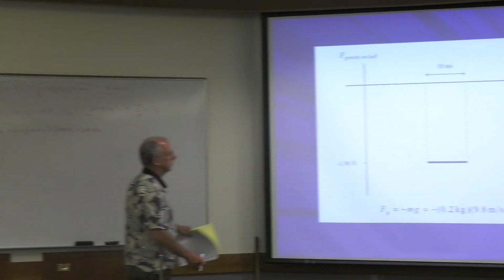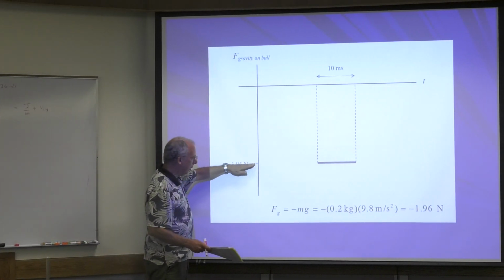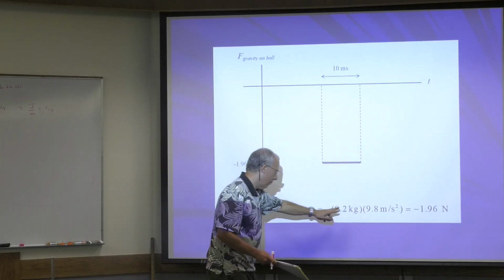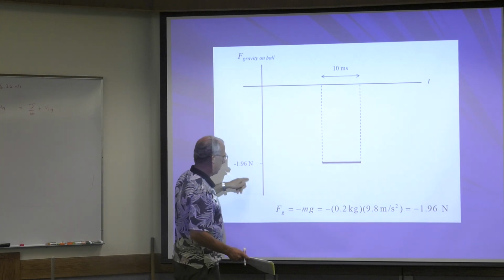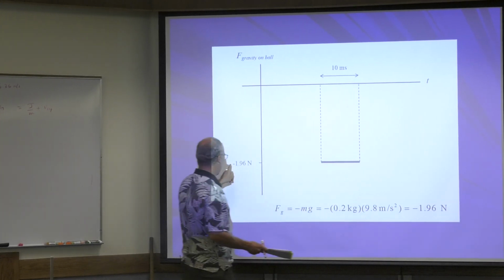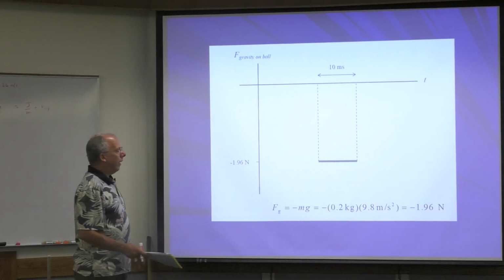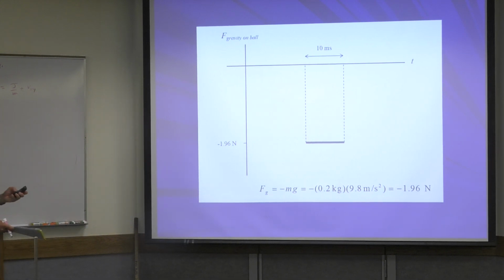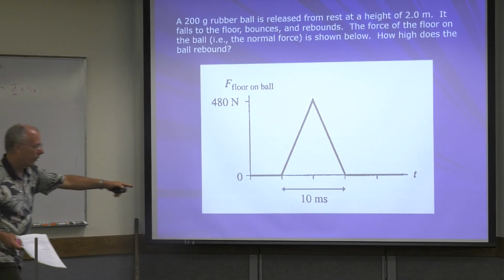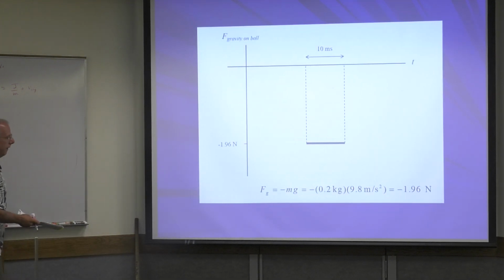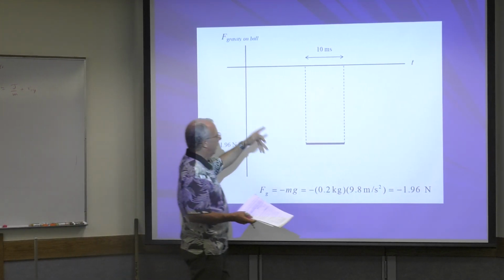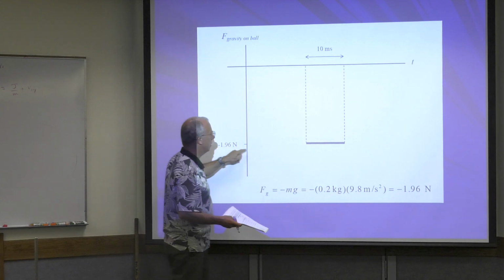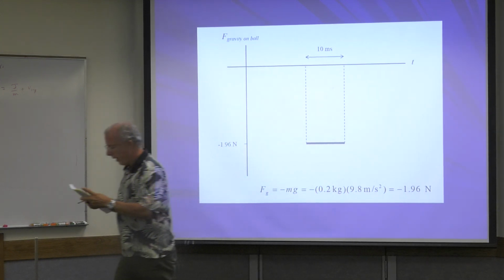The magnitude is mg, so it's 0.2 kilograms times 9.8, right? And it's negative, so it's minus 1.96 newtons. And we're only talking about the collision. Well, the collision takes 10 milliseconds. How do you know that? Because that's what they gave us. They told us from the graph that the collision only takes 10 milliseconds. So this is the graph: there's the force, minus 1.96 newtons, and it takes 10 milliseconds.